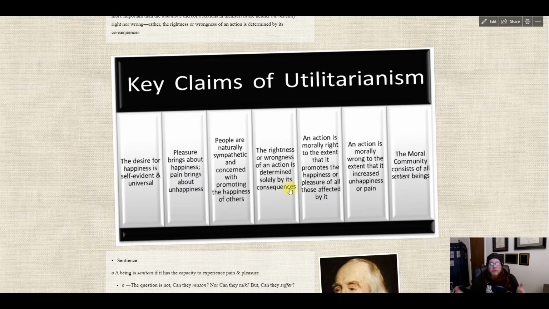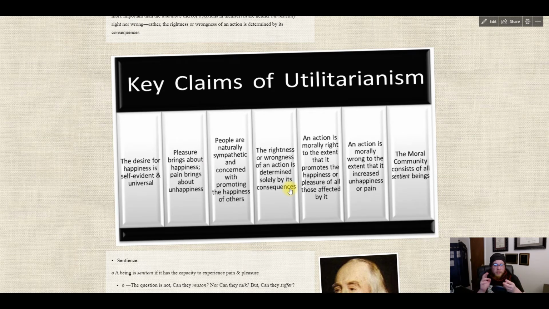So here are the key claims of utilitarianism. First off, the utilitarians start with this position. The desire for happiness is self-evident and universal. Now, this kind of sounds like ethical egoism. It's not, but it sounds like it. That we all desire to be happy. Utilitarians take that as a given.